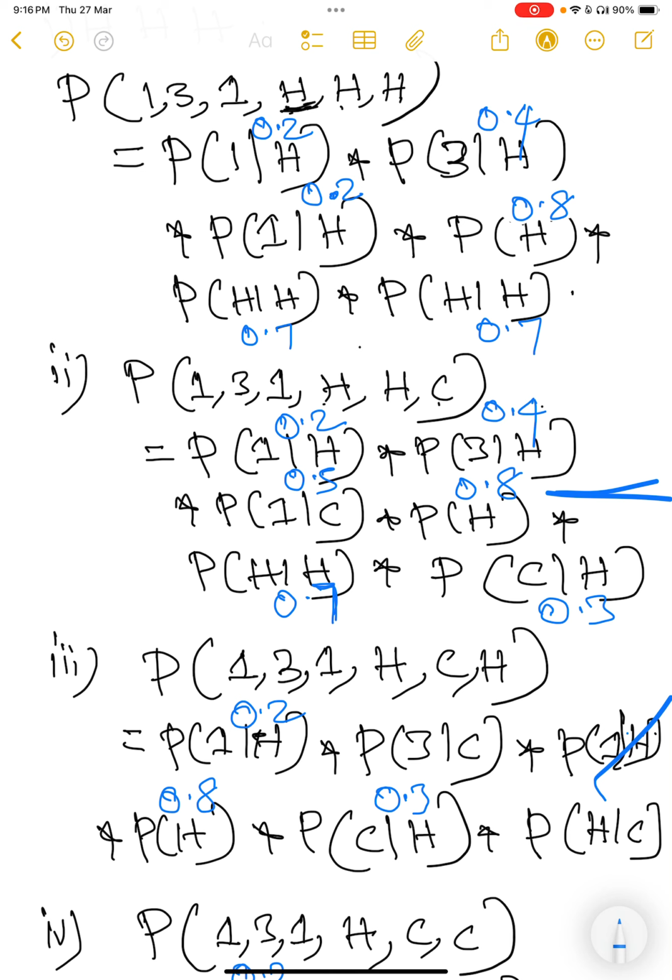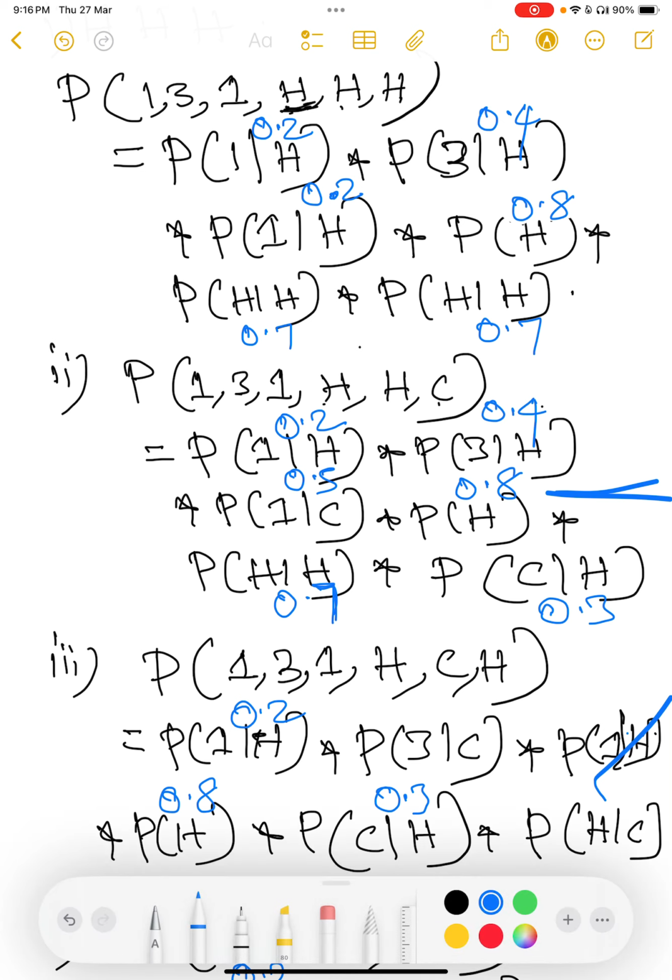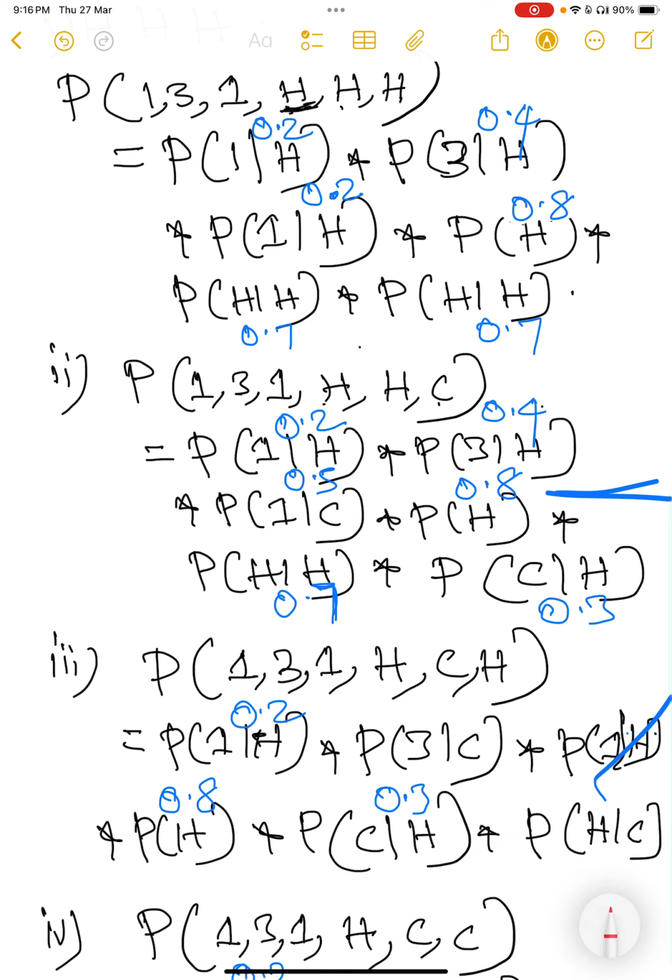We got the values, so first you will compute this value. What's the value for this? 0.2 into 0.4 is 0.08. We have to calculate. I haven't done the calculations, so we'll do this. Please wait.